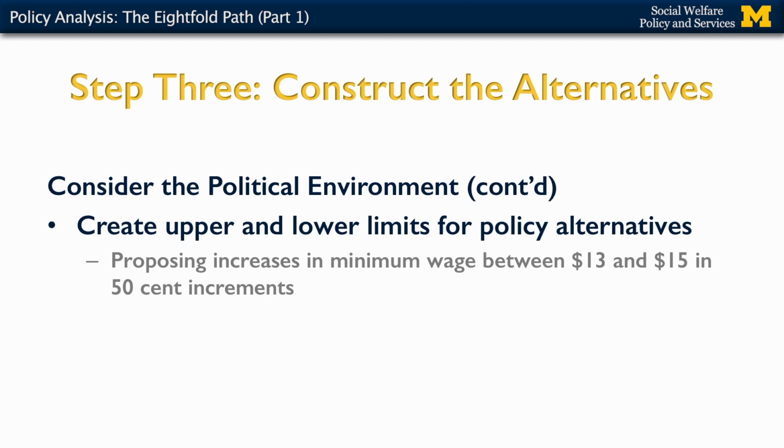Another option for policy alternatives is to create upper and lower limits. So if we were to look at increasing the minimum wage, we could discuss doing it between, say, $13 and $15, and then do so in 15-cent increments.